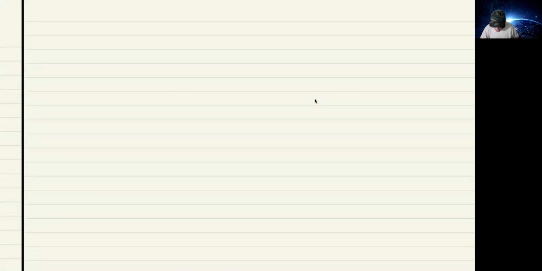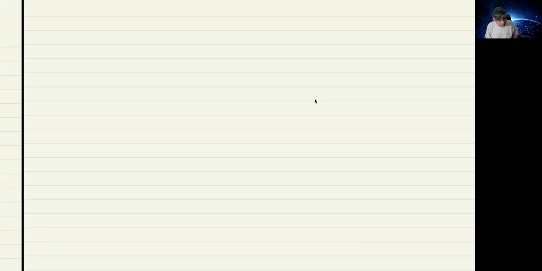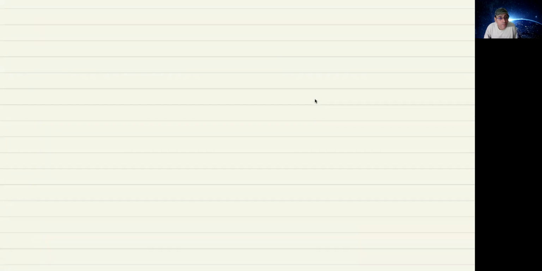So I'm going to share a screen here, and we go through that. Okay, so in your paper, I'm going to define the function f of x equals 1 over x.